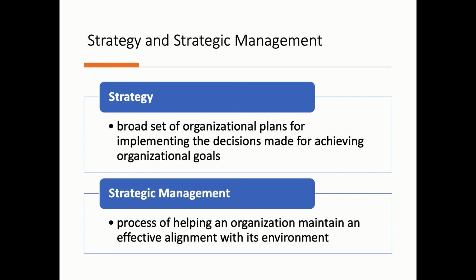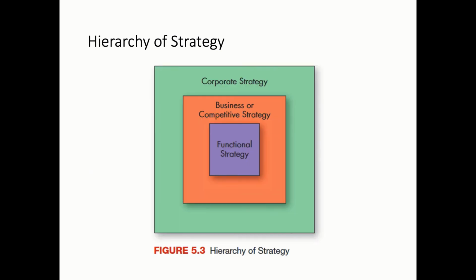All right, next slide. So, when we talk about strategy, we are borrowing this figure 5.3 from chapter 5 of your textbook to illustrate the fact that there are different levels of strategy. Just as there are different levels of goals and different levels of planning, there are different levels of strategy. You see the big, huge green box of corporate strategy, and within that, there is business or competitive strategy, and within that, there's functional strategy. So let's look at these one at a time.